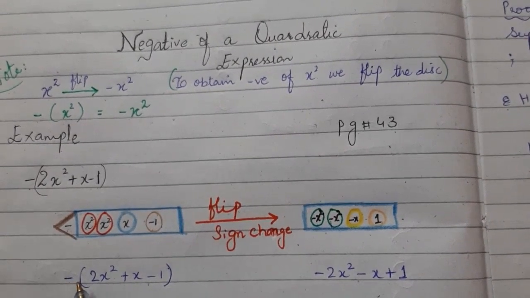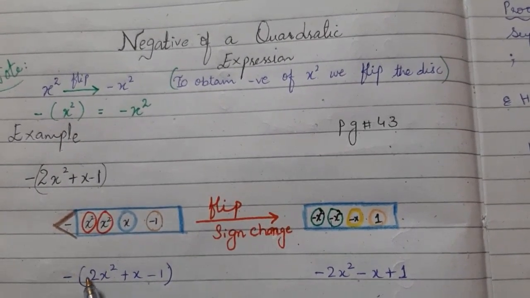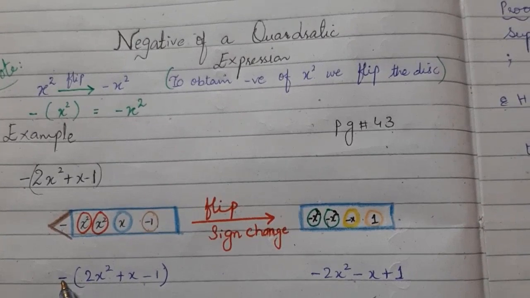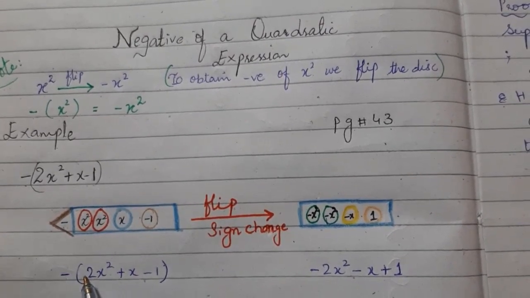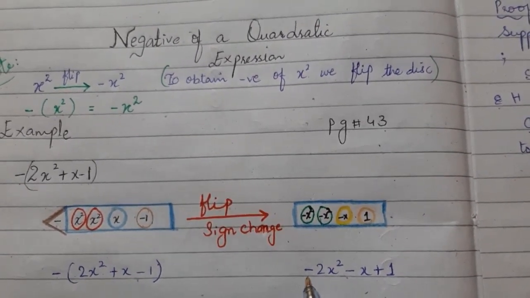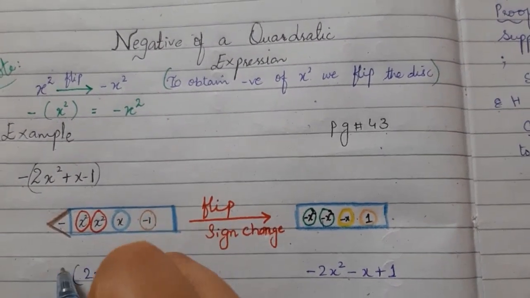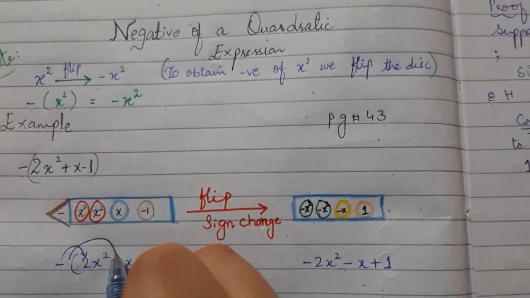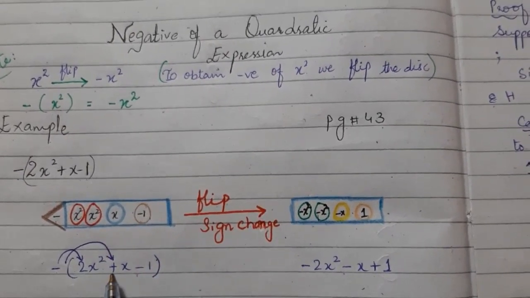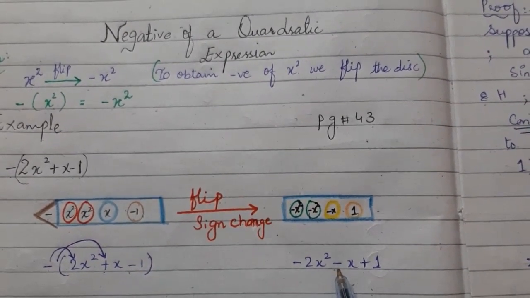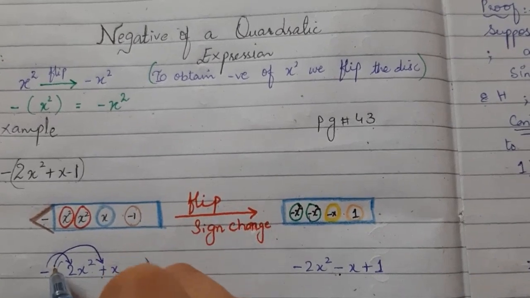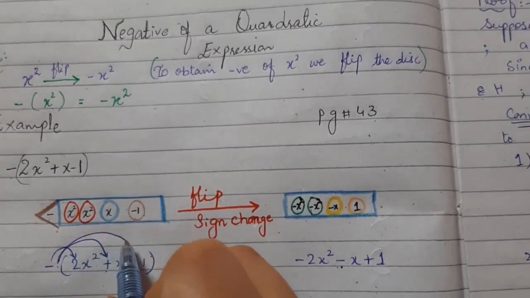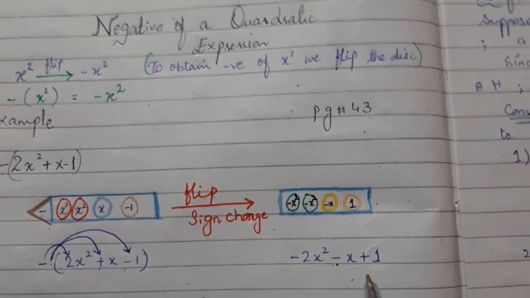Negative sign is outside here, and inside with 2x square what is there? Plus. So when you are going to multiply minus with plus, you will get negative. This is the first term, and when you are going to multiply negative again with the positive, what will you get? Negative. And if you are going to multiply negative sign with the negative, what are you going to get?